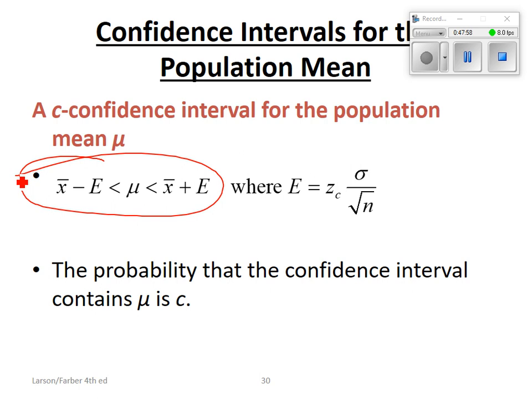Again, for some reason, a couple of you complained about not being able to make the mu symbol. If you don't like making the mu symbol, then write it this way, with a comma in between. X bar minus E on this side, X bar plus E on that side.